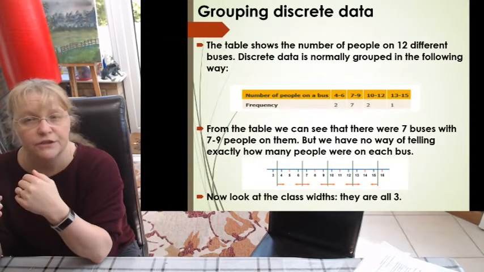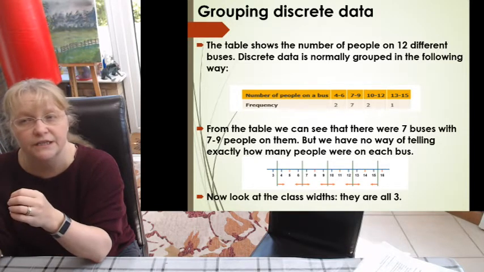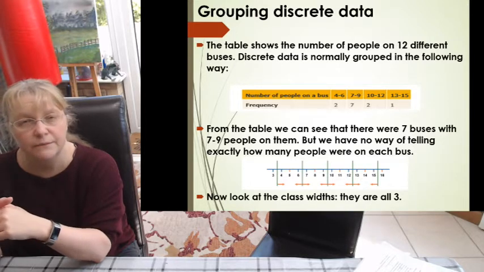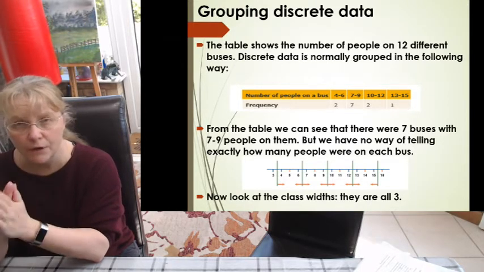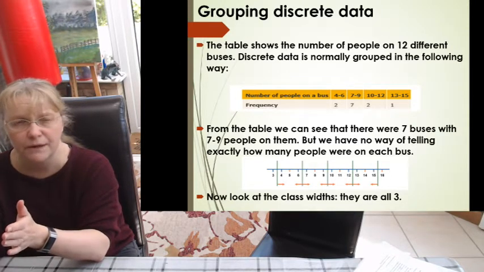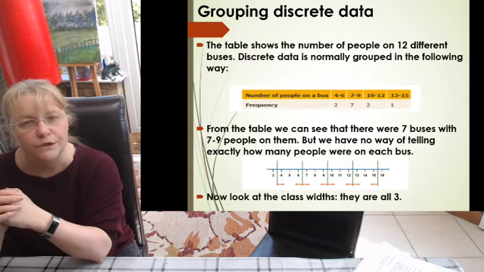Okay, the table shows the number of people on 12 different buses, and the discrete data is normally grouped in the following way. And it's discrete because you're talking about a body, a person. You can't really do half a person. That would be a bit weird. Even if they're short, they're still counted as a whole person.